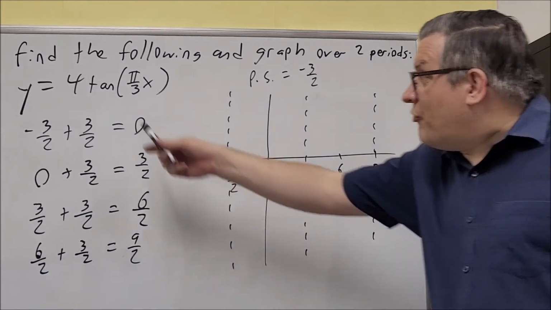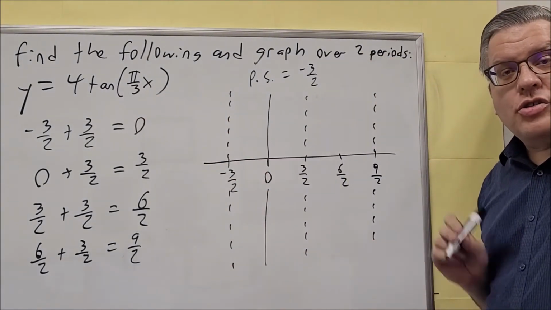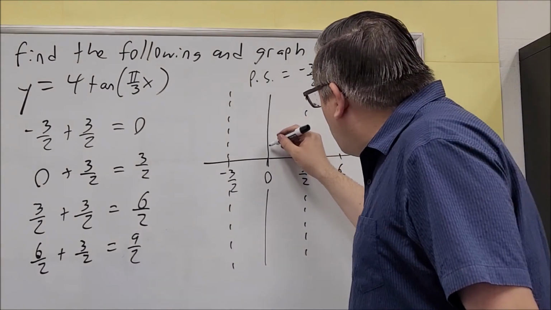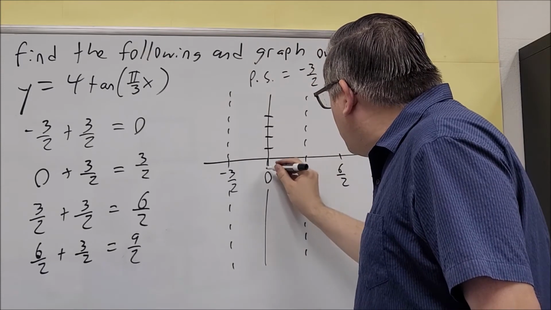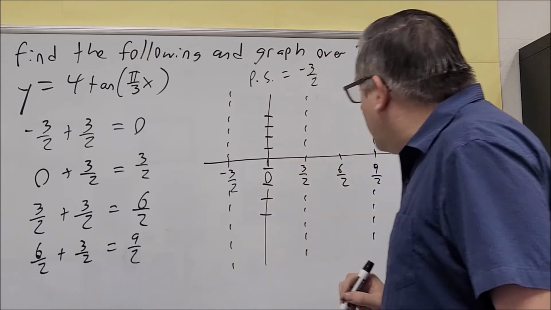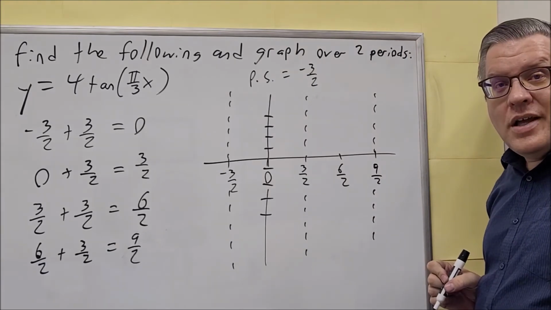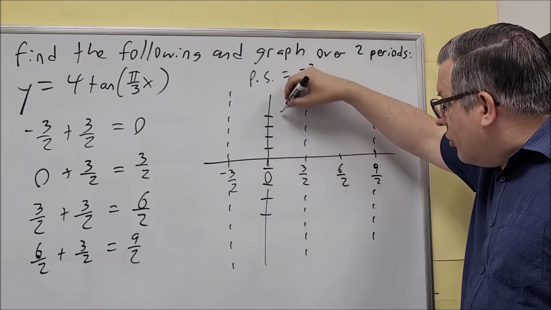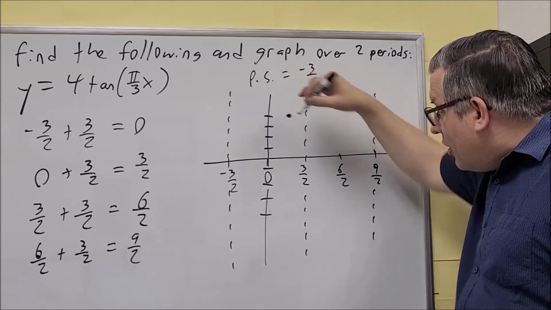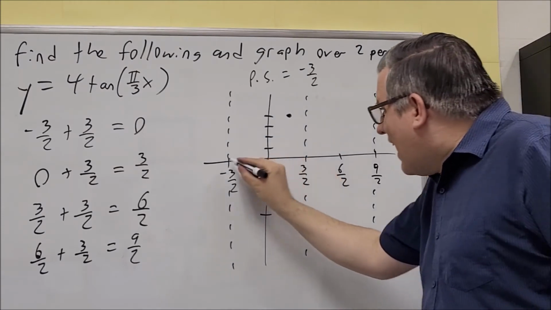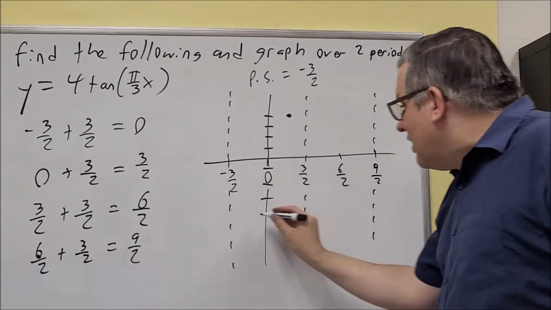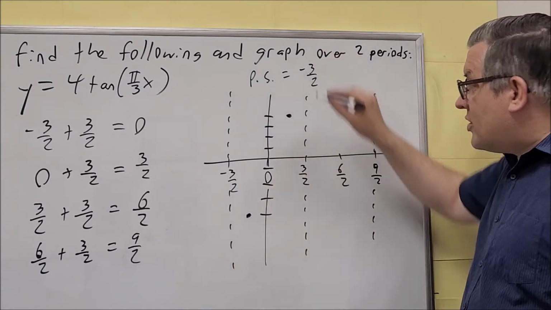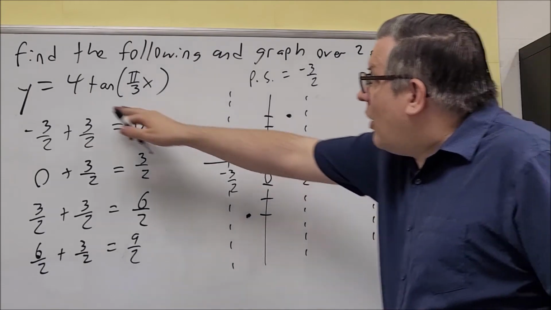Now, we have a 4 in front of it. So the question is, how does that affect our graph? Let's put in some tick marks here to indicate 4 and negative 4. The way this works is at the half point between 0 and 3 over 2, the graph is going to go through and hit the 4. At the halfway point between these two, it's going to go through at negative 4, because again the graph rises and does that. That's how the 4 is affected.